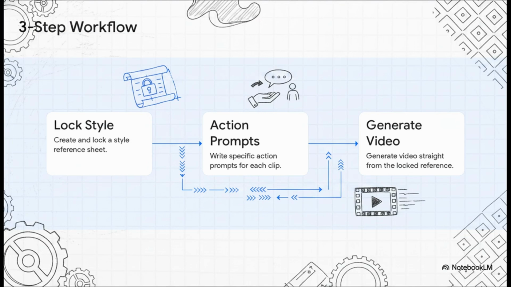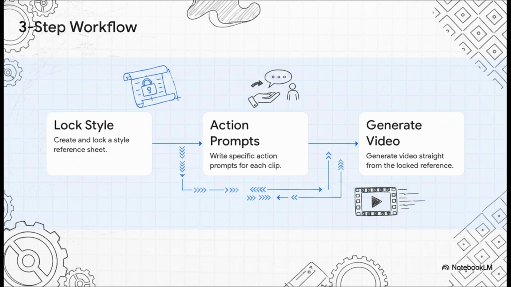The secret to AI motion graphic consistency really boils down to this strict 3-step system. Step 1, and this is absolutely crucial, you generate a character sheet or a style reference sheet. So let's say you want a blueprint style or claymation or a flat vector style. You generate it and you lock that style in. The core structure of your prompt is now locked.